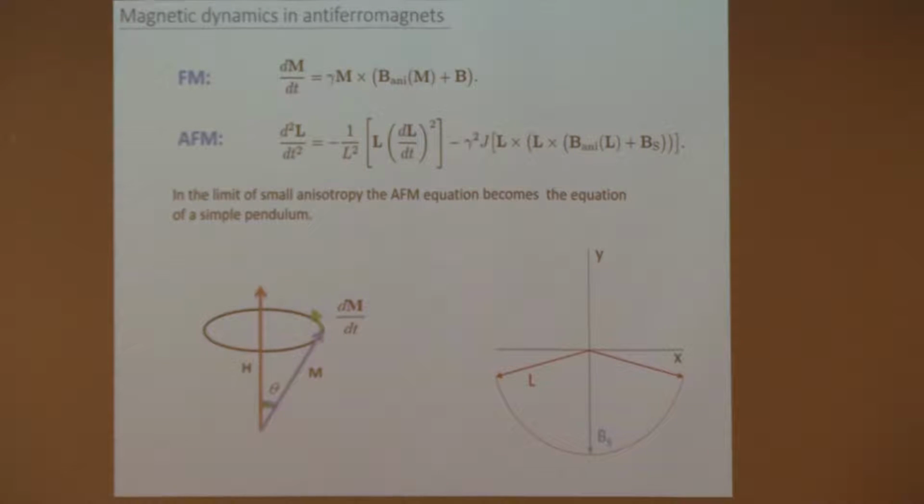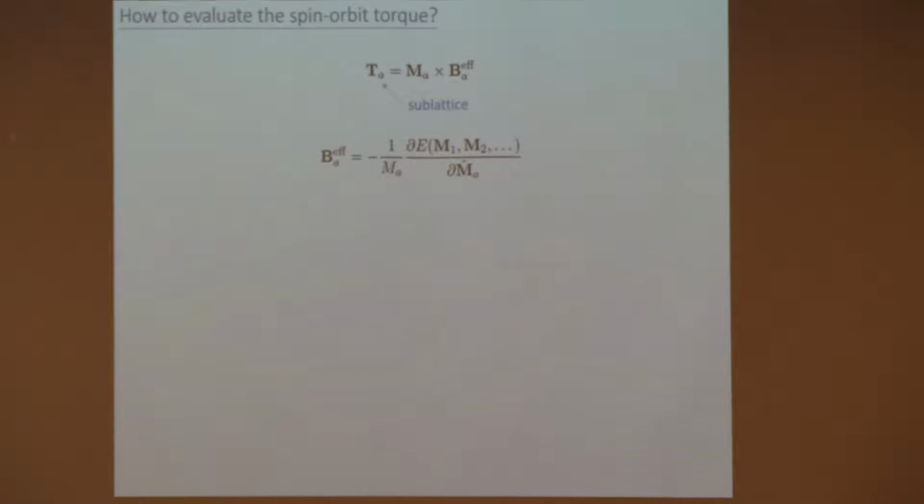So in a ferromagnet, the magnetic moment will precess around the equilibrium direction, will move on a cone. While in an antiferromagnet, if you write this equation in the limit of small anisotropy, you find it's actually the equation of a simple pendulum. So what happens is that this Néel vector moves on a plane rather than on a cone. Right. So I said we need the effective field which is staggered, and of course we cannot create such a field externally.